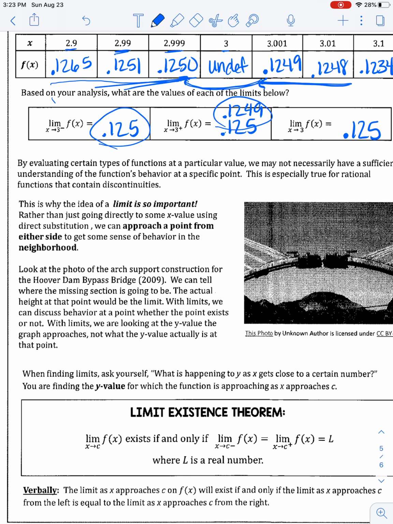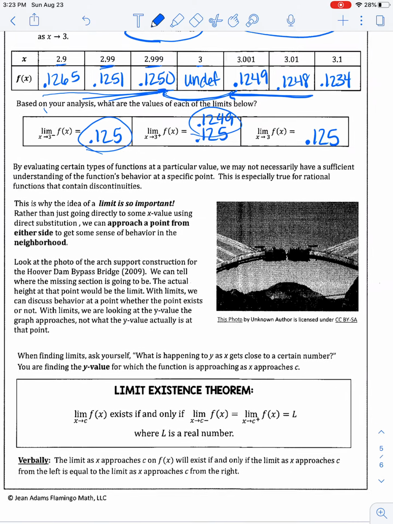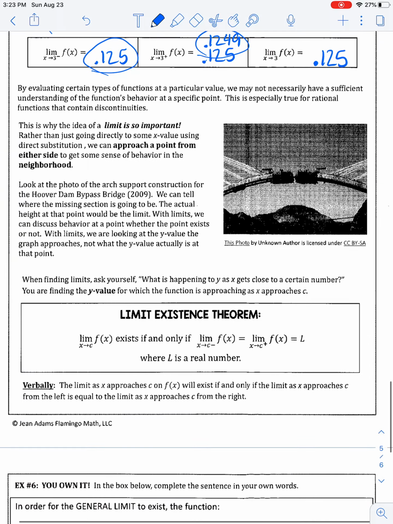With limits, we can discuss behavior at a point, whether the point exists or not. With limits, we are looking at the y value the graph approaches, not what the y value actually is at that point. And I feel like we've talked about that quite extensively. When finding limits, ask yourself what is happening to y as x gets close to a certain number. You are finding the y value the function is approaching as x approaches some c value.